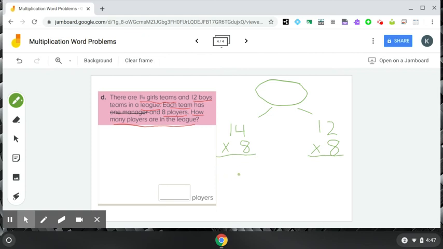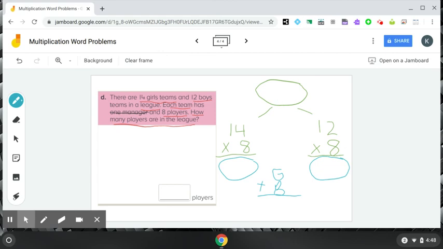Once we have this total and this total, will that tell us how many players are in the league? It sure will. But in order to figure that out, what operation are you going to use when you find the number of girls and the number of boys? You're going to have to add the total number of girls plus the total number of boys on each of those teams. And that number will give you how many people are in the league.